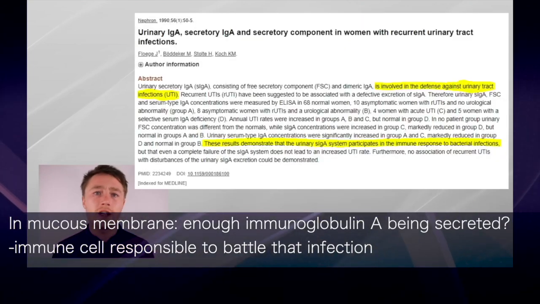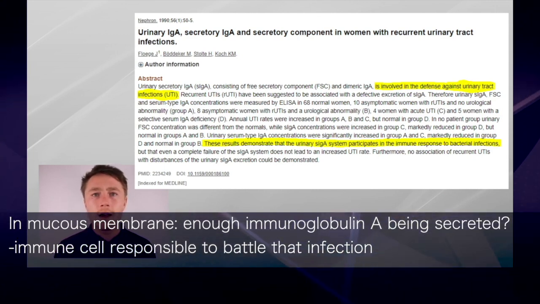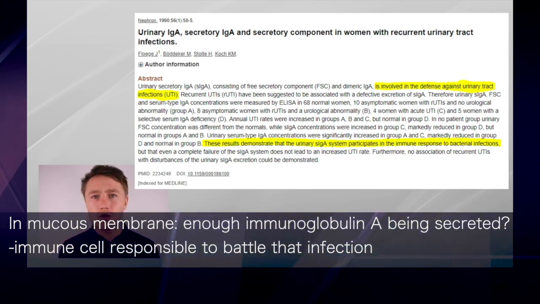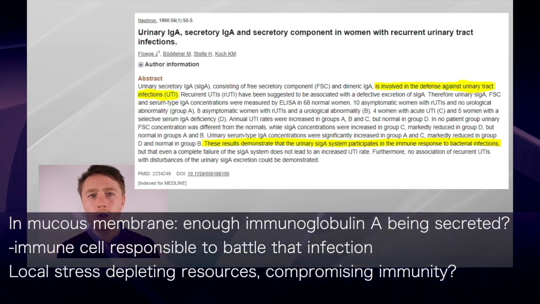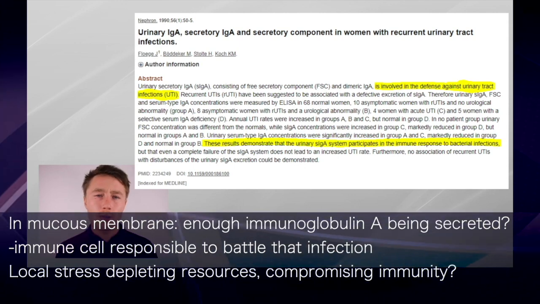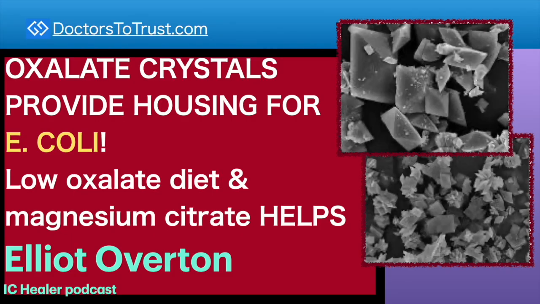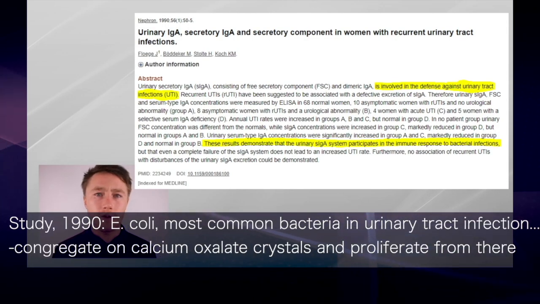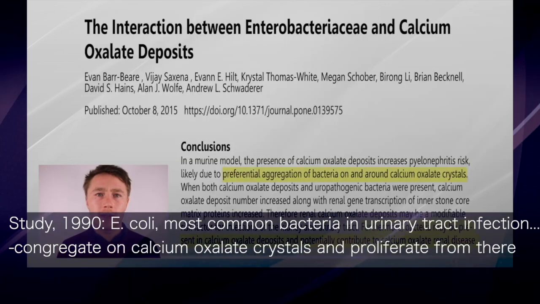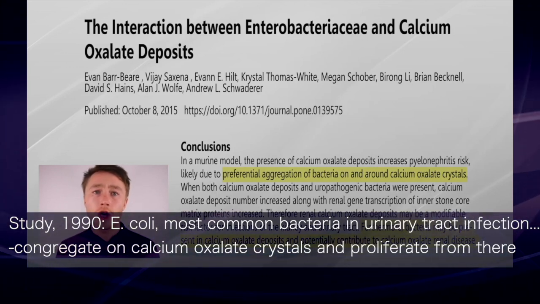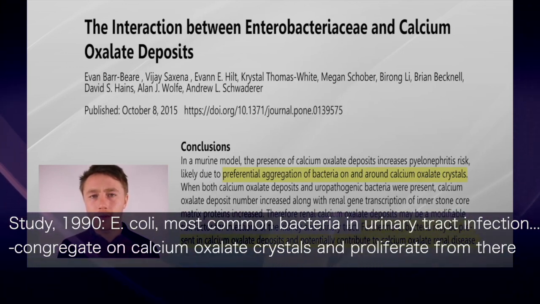Is there sufficient immunoglobulin A being secreted, which is essentially an immune cell, which is responsible for battling that kind of infection? Likewise, are there any chronic stresses local to that tissue which are essentially depleting the resources and compromising local immunity? One recent study actually showed that E. coli, which is the most common type of bacteria that you find in a urinary tract infection, could essentially selectively aggregate on and around the calcium oxalate crystals and proliferate from that point.